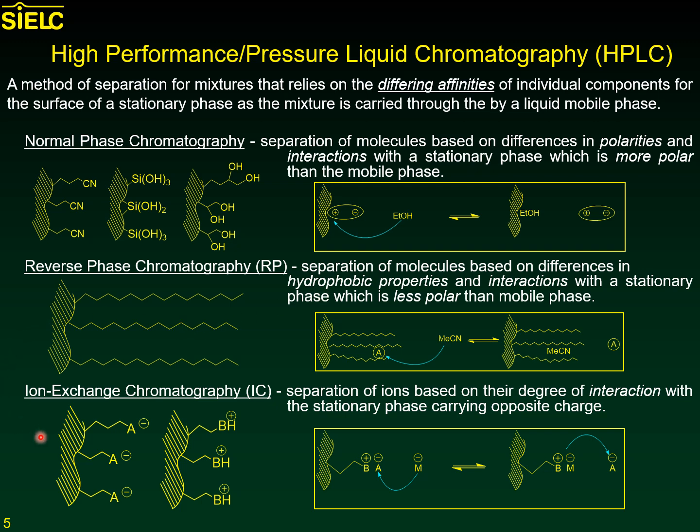And one can also use ion exchange chromatography as a separation method. This method separates compounds on their ionic charge and their different degrees of ionic interactions with the stationary phase. As such, your stationary phase can come in two forms, cationic and anionic.